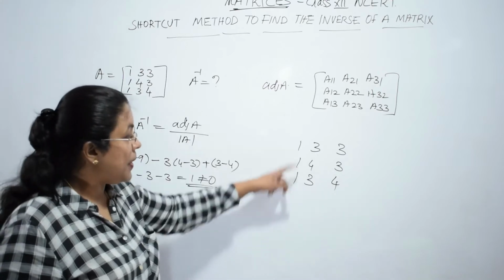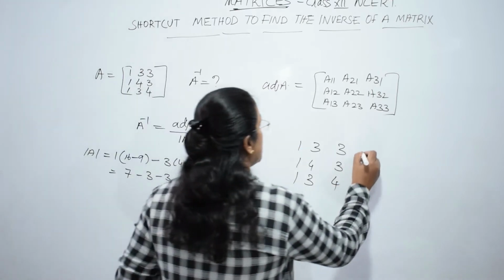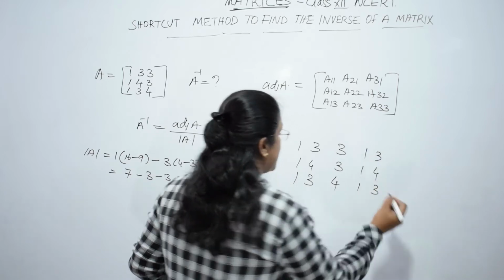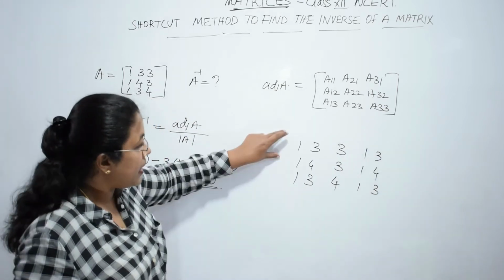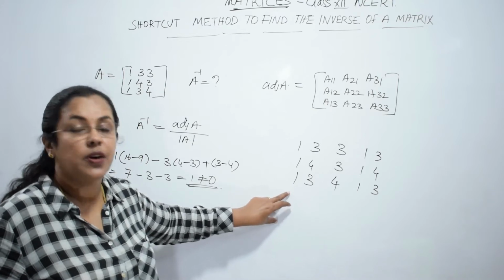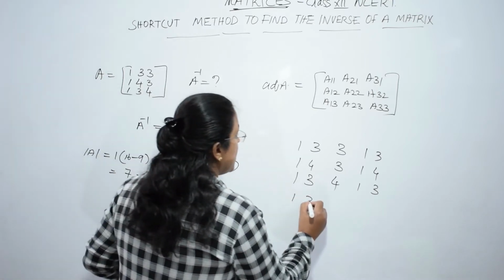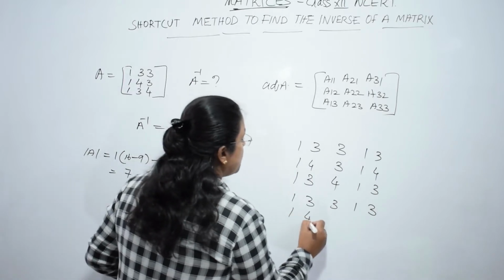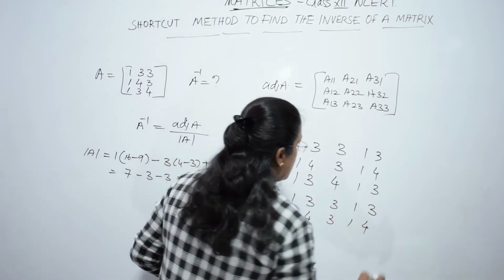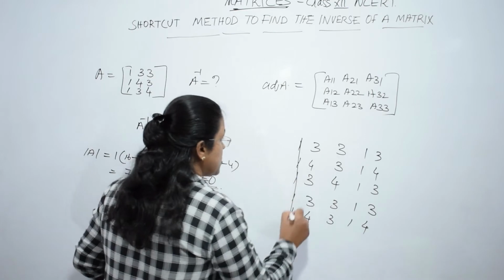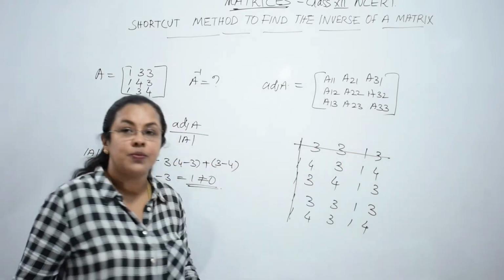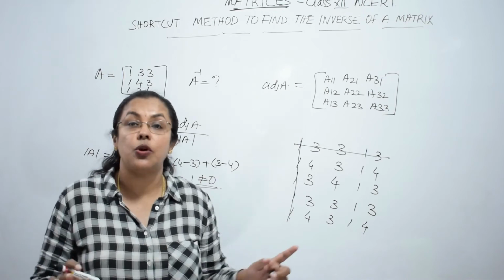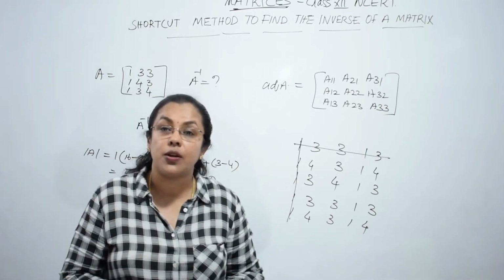Okay? Repeat the first two columns: 1 1 1, 3 4 3. Now write the first two rows once again: 1 3 3 1 3, 1 4 3 1 4. Cancel the first column and first row. Now we can calculate the cofactors directly. No problem of even sign also.